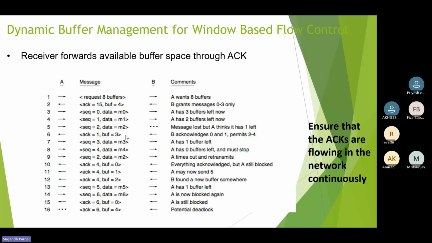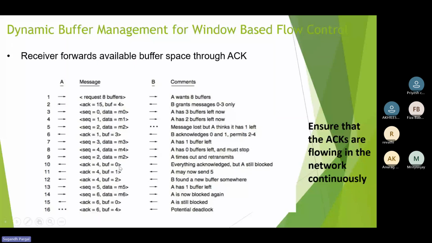So now at the seventh point, it again sends sequence number 3 with data M3. So A has one buffer left. Then it again sends sequence 4 with data M4. Then A has 0 buffers left, and it must stop. But it sends the data. So A times out because there is no receipt of that buffer, and it retransmits that data because it does not receive an acknowledgement for the 2.